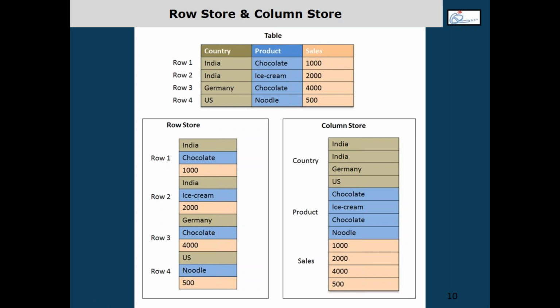It's all built in by the system. You don't have to worry about that. But by using that positioning indexing, it will be able to link up saying this India is linked up to chocolates and this is linked up to 1000. The linking is all taken care of by positioning indexing.